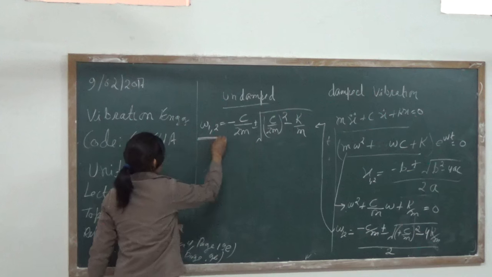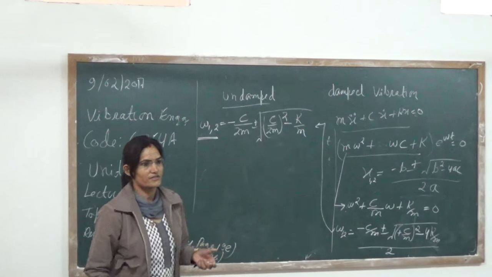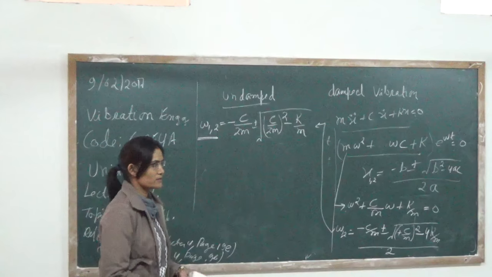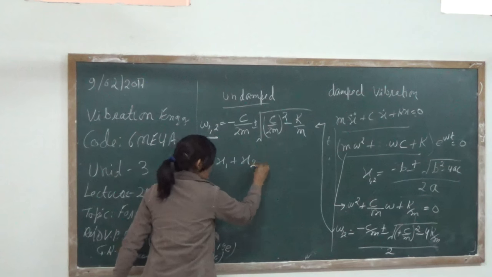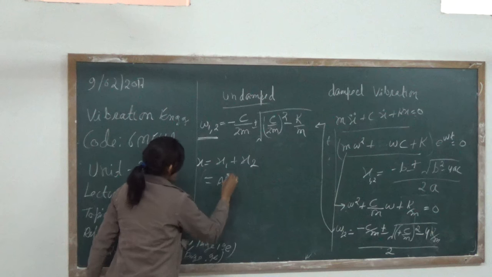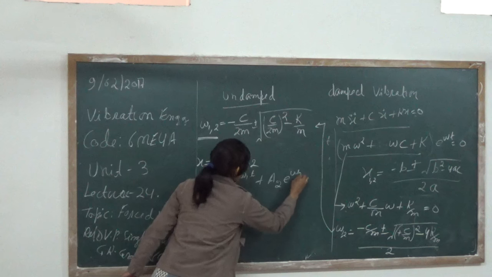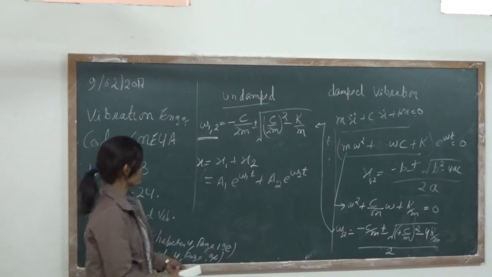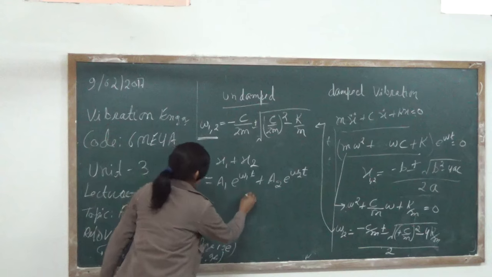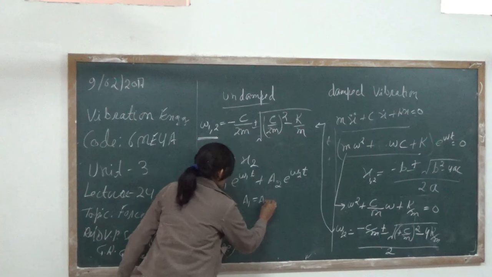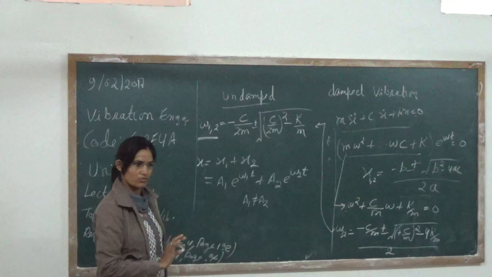From this equation, we know there are two frequencies, omega 1 and omega 2. If there are two frequencies, then there are two amplitudes. So the solution of this simple harmonic equation will be x1 plus x2, that we can write as A1 e to the power omega 1 t plus A2 e to the power omega 2 t. From the first degree, we have learned about the addition of simple harmonic motion. Here, A1 may be equal to A2 or A1 may not equal A2. Both things are possible.